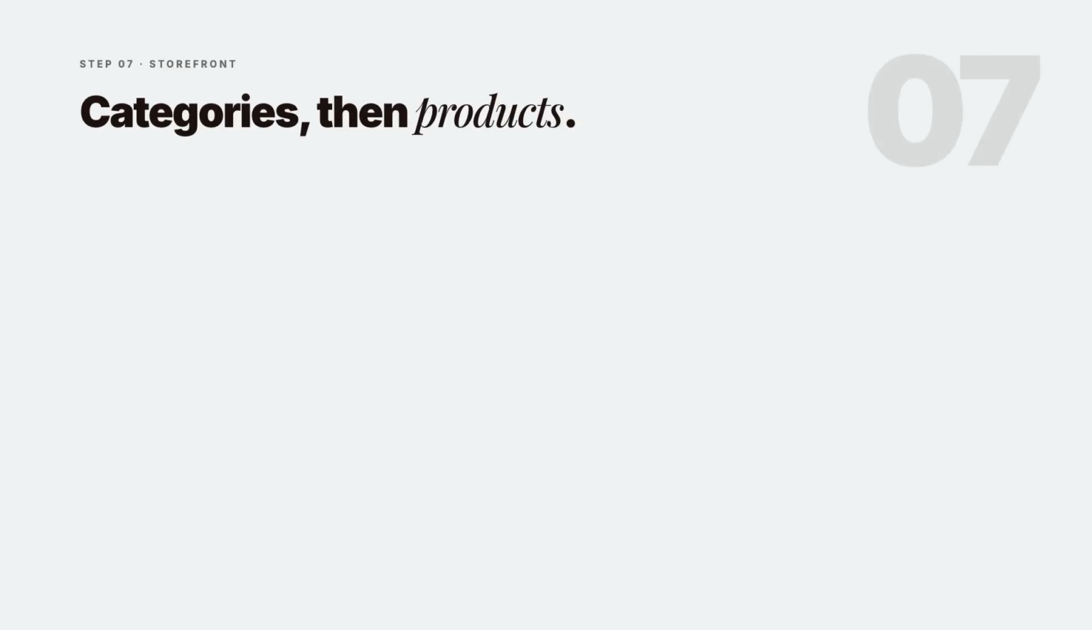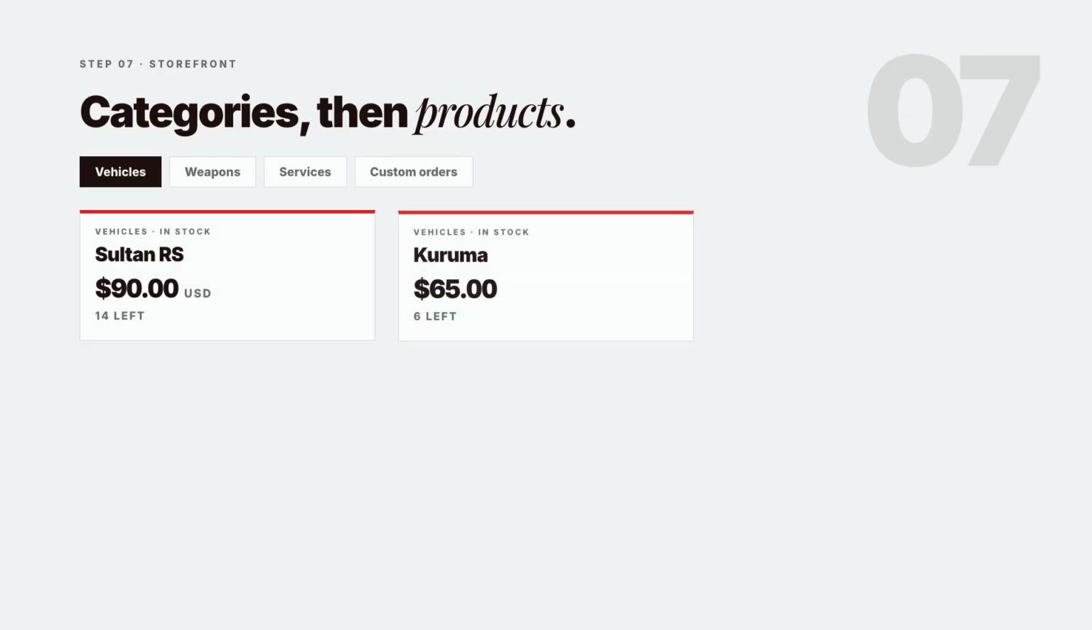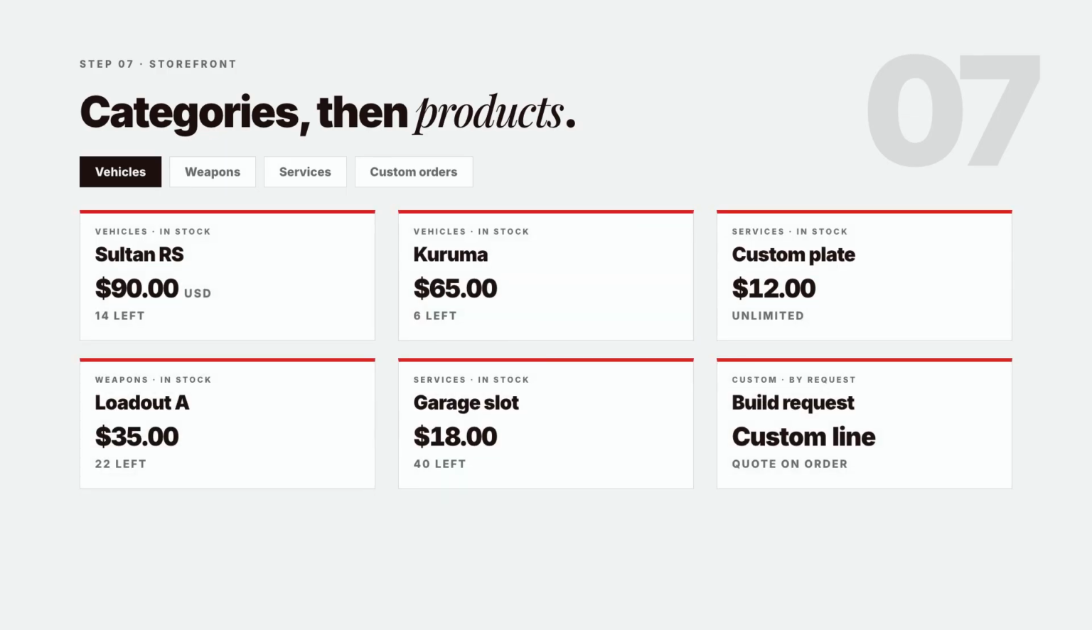Step 7. Your storefront. Create categories, then products. Name, price, stock, custom price lines. USD is the base, with live INR and EUR conversion. Publish your terms of service, and members browse the whole thing with /catalog.